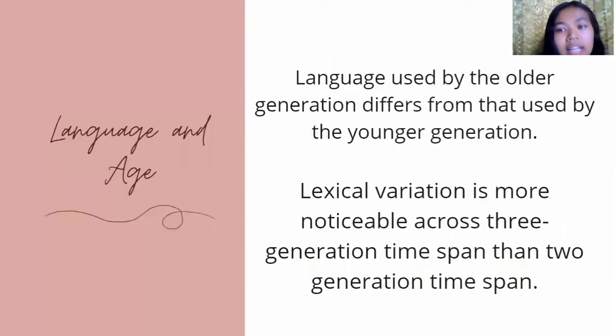The next is language and age. Language used by the older generation differs from that used by the younger generation. Lexical variation is more noticeable across a 3 generation time span than a 2 generation time span.